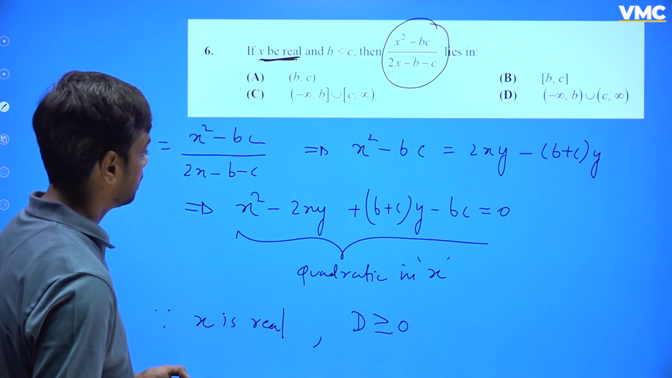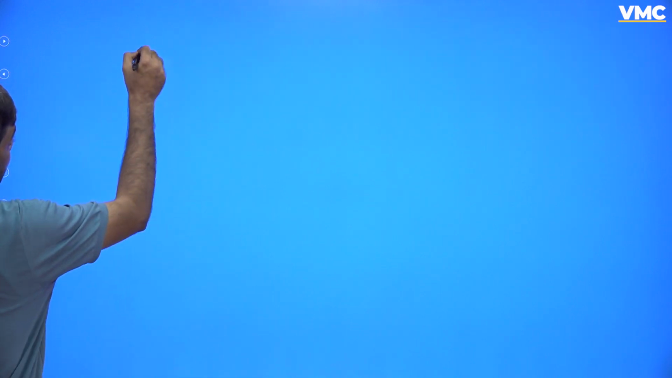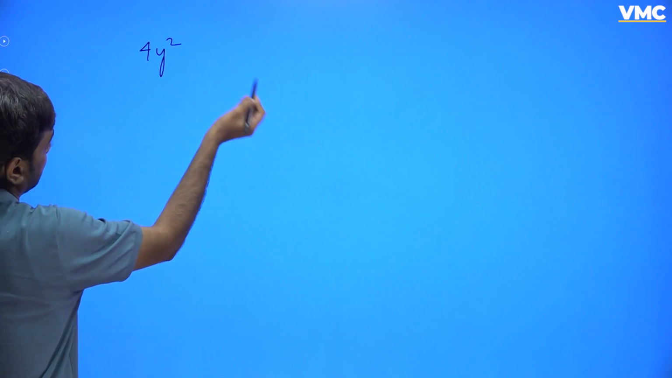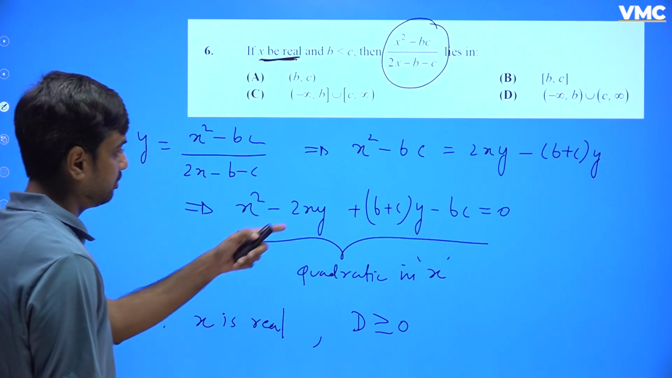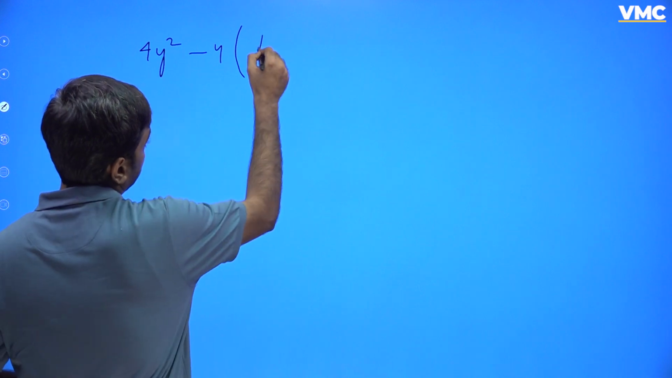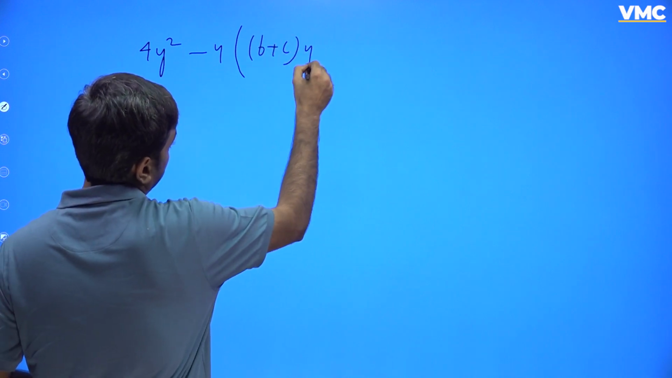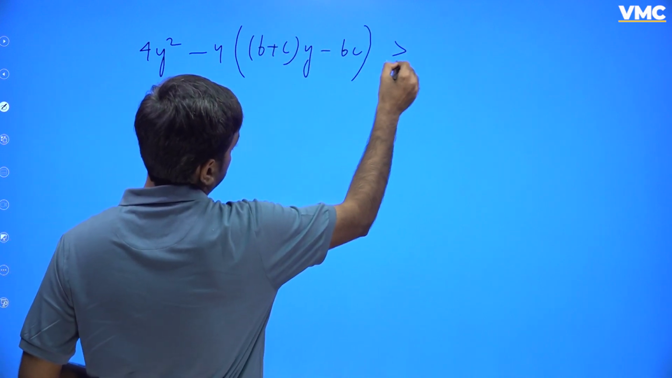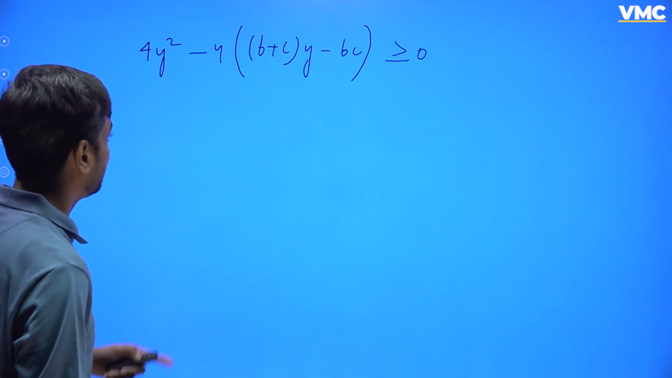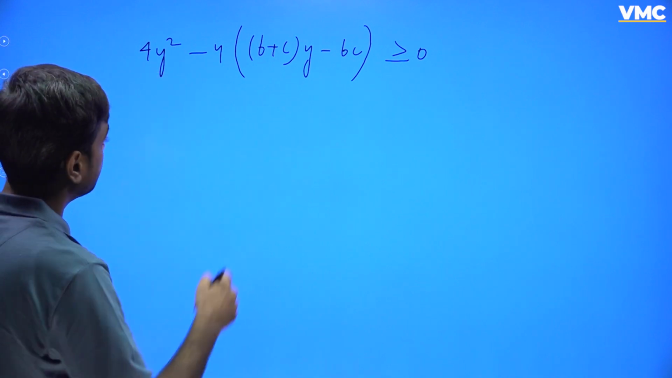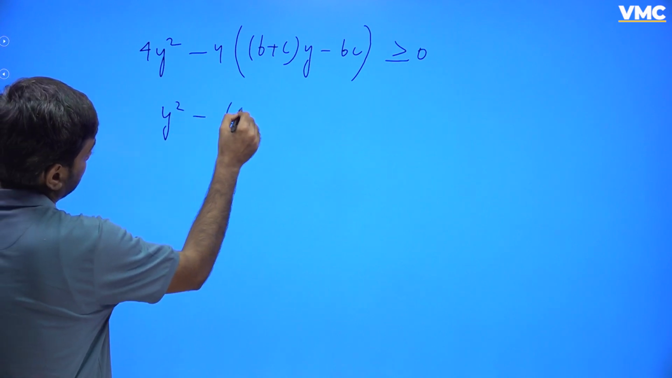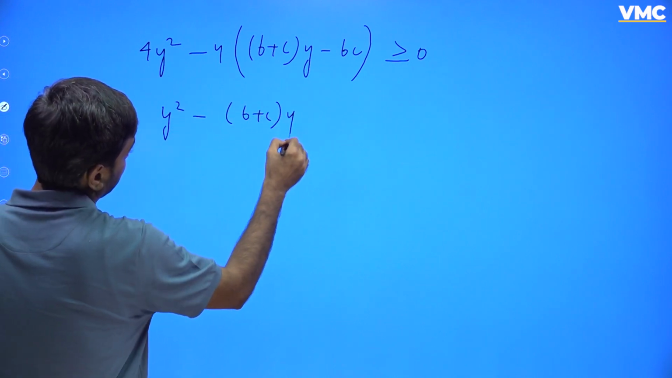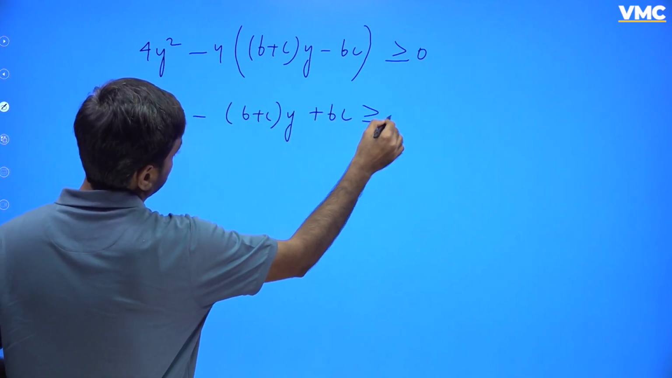So let's do that. We have 4y square minus 4 times (b plus c)y minus bc, greater than or equal to 0. Now you can take out 4 common and bring it to the right, so 0 by 4 will be 0. Finally we're left with y square minus (b plus c)y plus bc greater than or equal to 0.